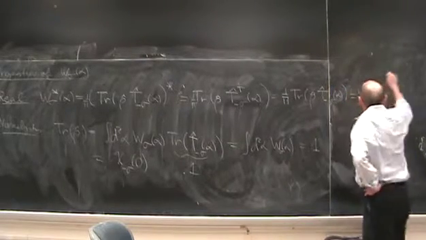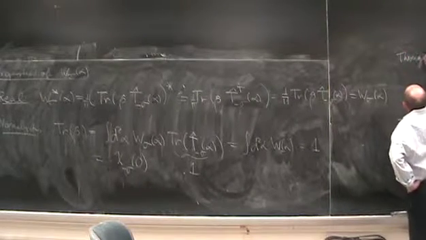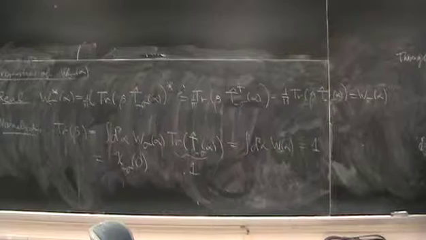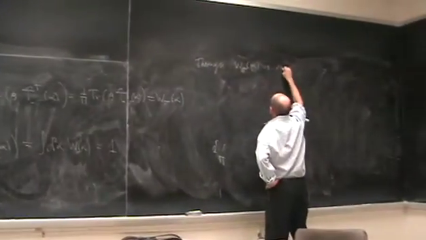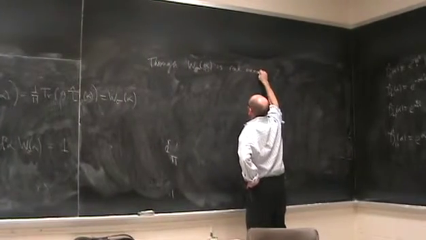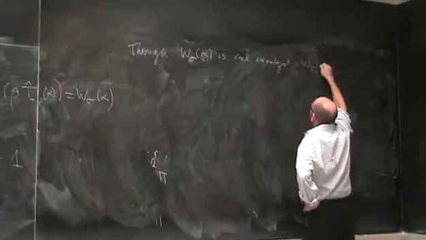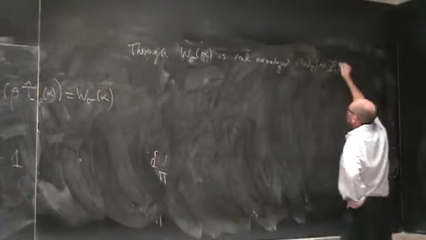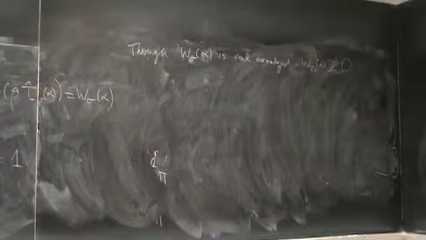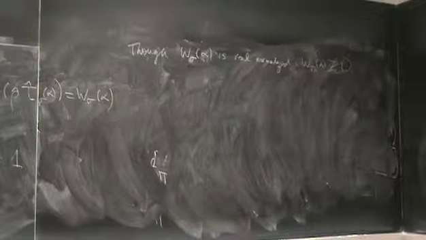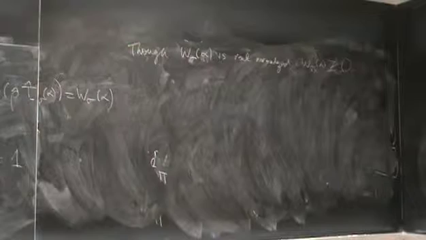So though W for any sigma is real and normalized, it's not necessarily positive. If it were everywhere positive for all alpha, well, then it's a probability distribution, and I'll go home.